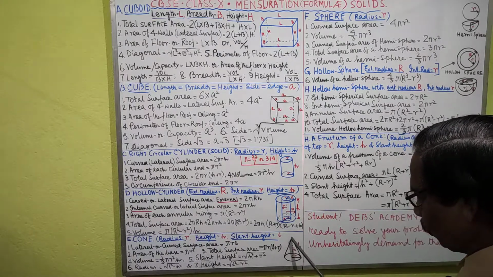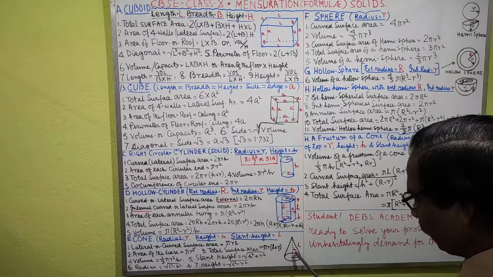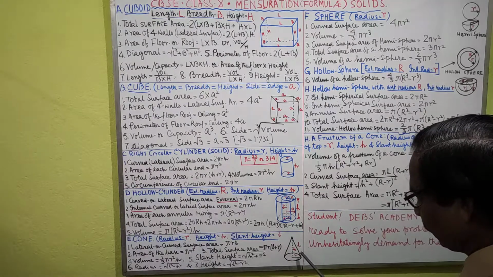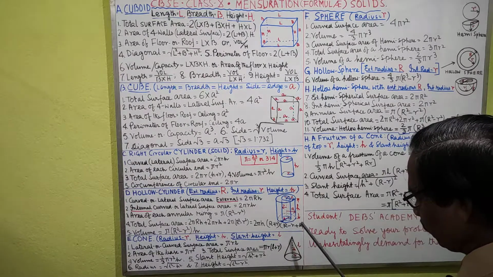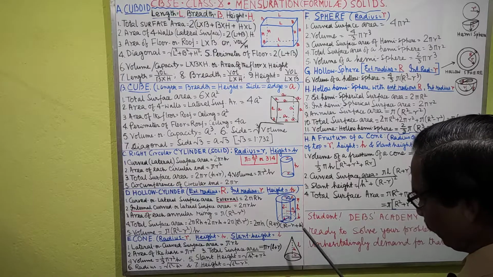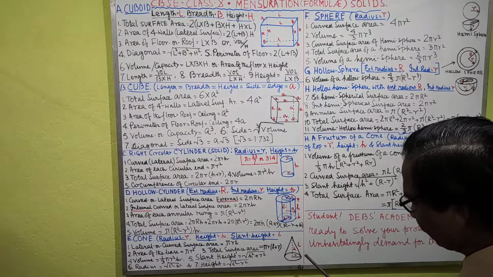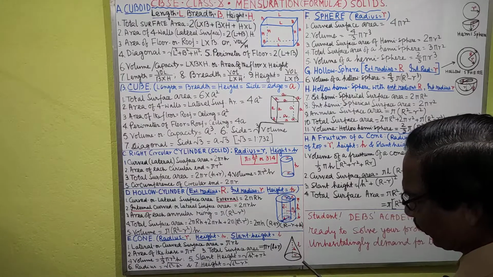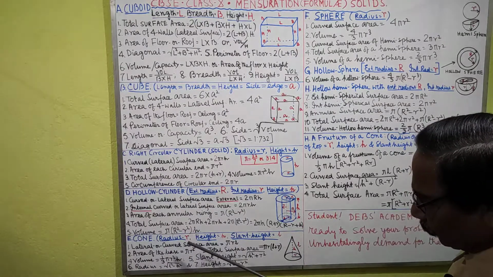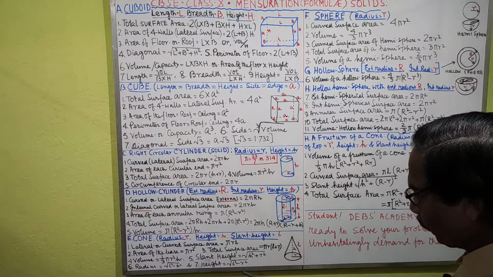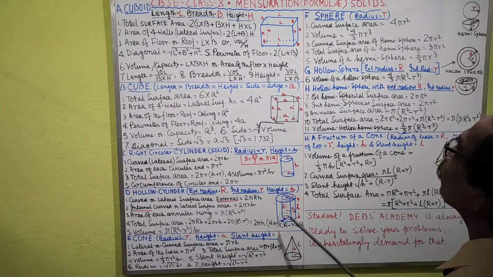Cone is like this. It has got radius, height means perpendicular height, and this is slant height. Slant height means not perpendicular, it is slant in nature. So these are the formulae for calculating different problems from cone.